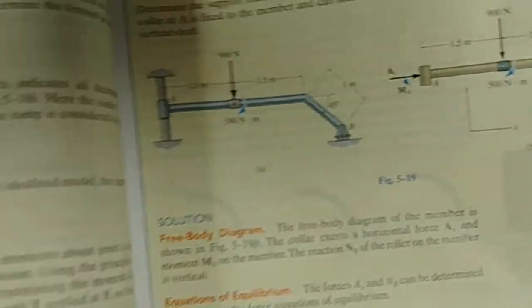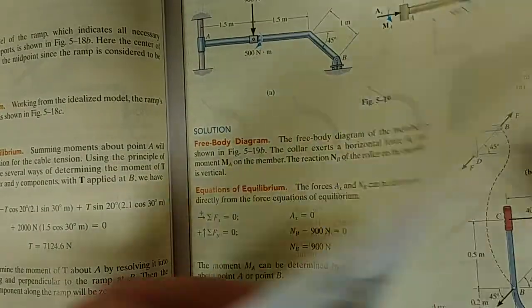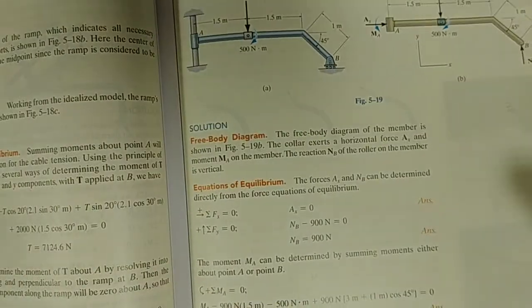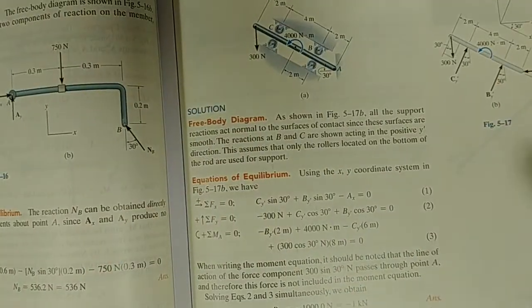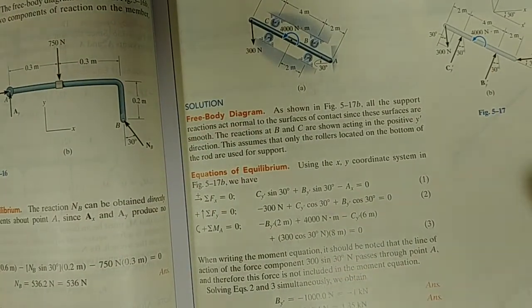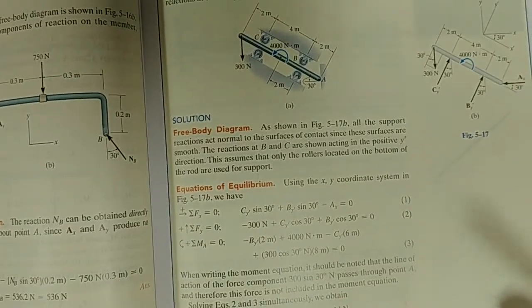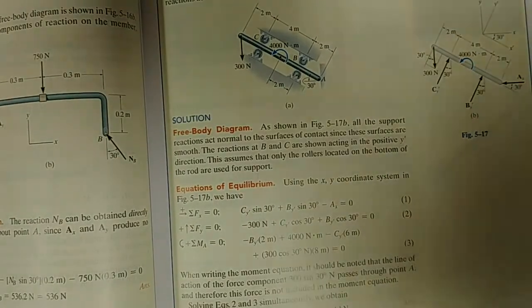So I hope that helps, guys. Again, don't worry about the direction of the arrows. Just solve it. And if it's negative, it means your arrow is in the wrong direction. If it's positive, it means your arrow was in the correct direction.